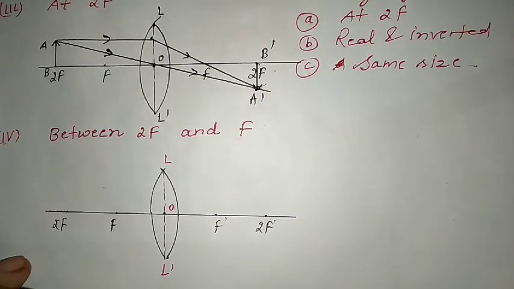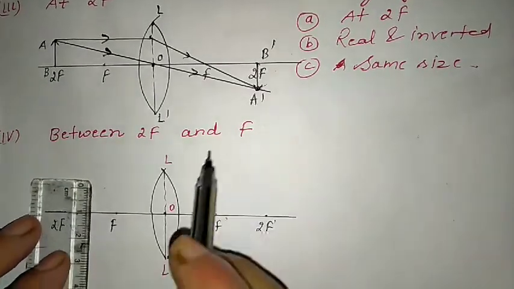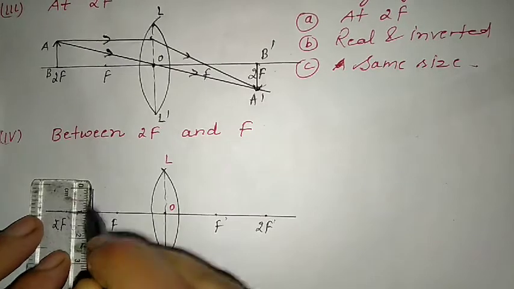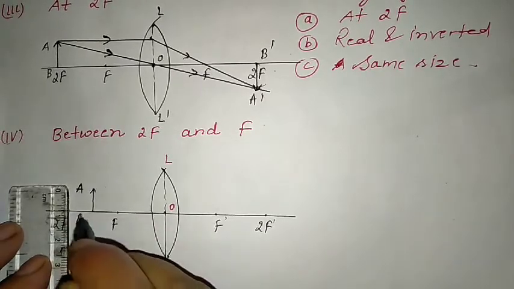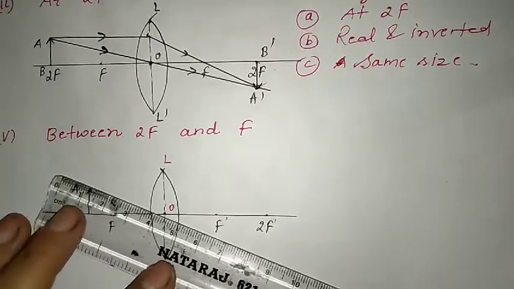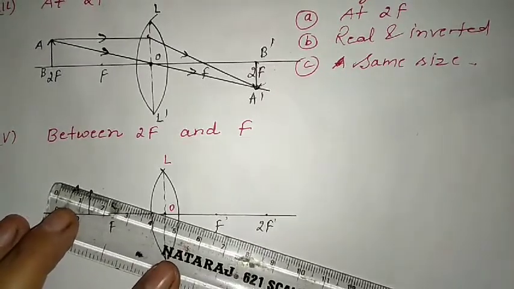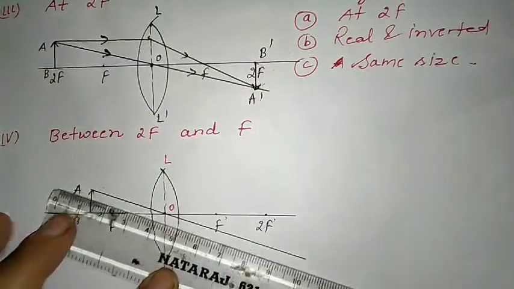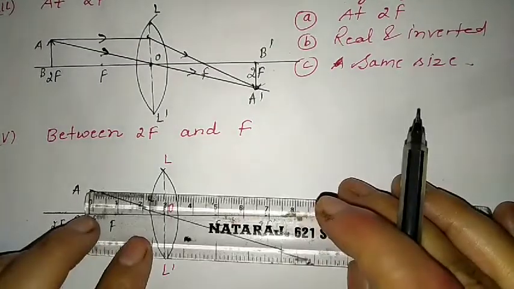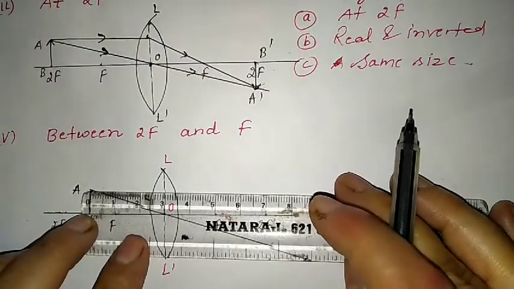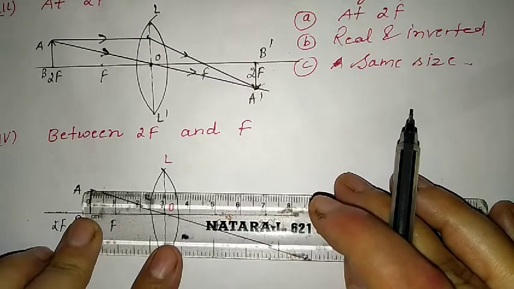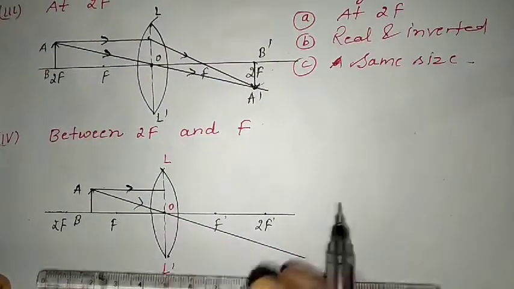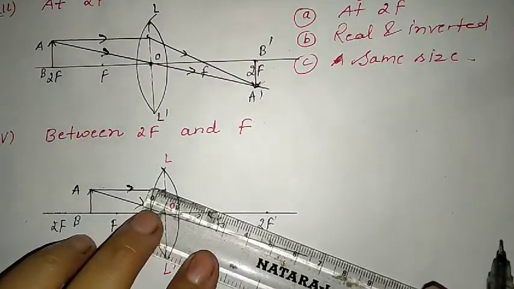So where is the object placed now? The object is placed between 2F and F. Suppose here the object is placed between F and 2F. This is A, this one is B. One ray will pass through the optical center from the head. The other ray is parallel to the principal axis. After refraction, it will pass through the focus.